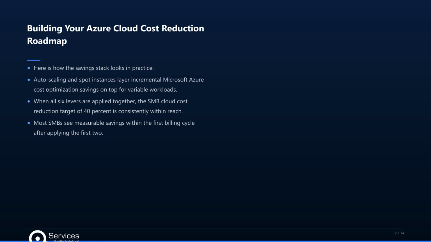Autoscaling and spot instances layer incremental Microsoft Azure cost optimization savings on top for variable workloads. When all 6 levers are applied together, the SMB cloud cost reduction target of 40% is consistently within reach. Start with the strategies that require the least operational change, rightsizing via Azure Advisor and reserved instances for your top workloads, and work outward from there. Most SMBs see measurable savings within the first billing cycle after applying the first 2.